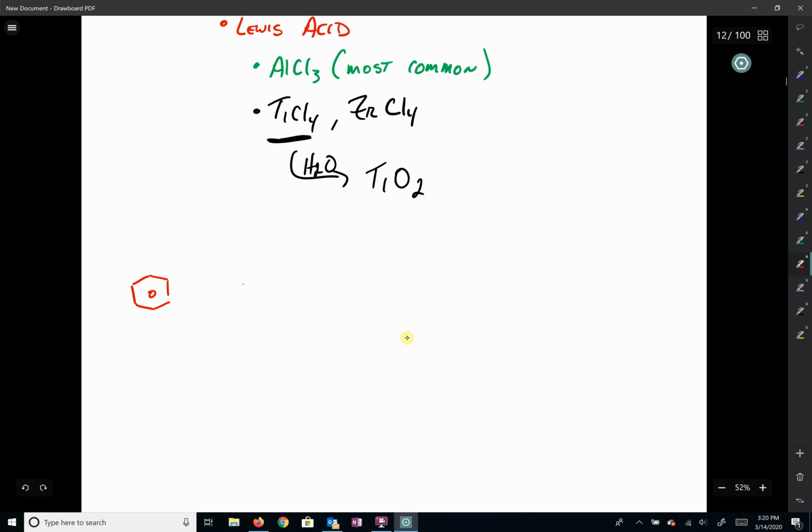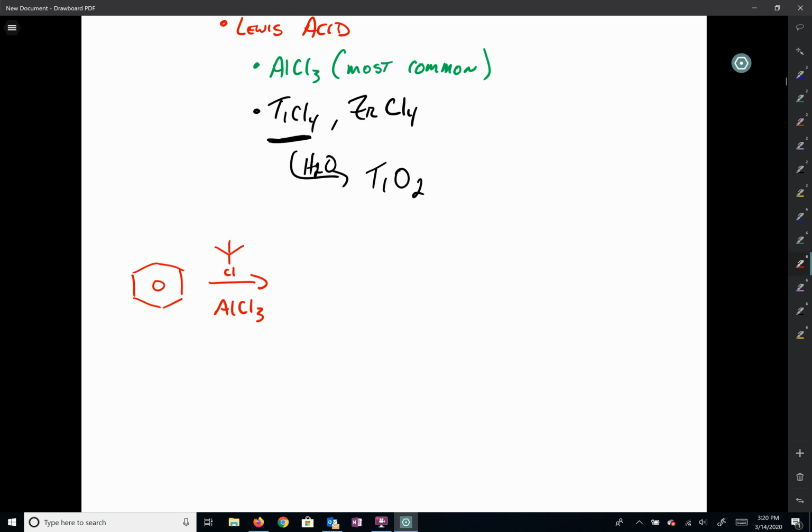You know what? Let me draw this a little bit bigger here. We used to do this in the undergraduate labs as one of the standard reactions that we did, just because it's a very, very common reaction, right? And it's pretty easy, pretty straightforward, right?